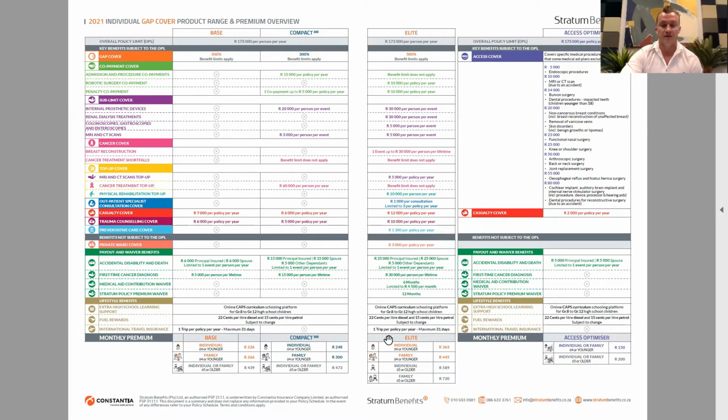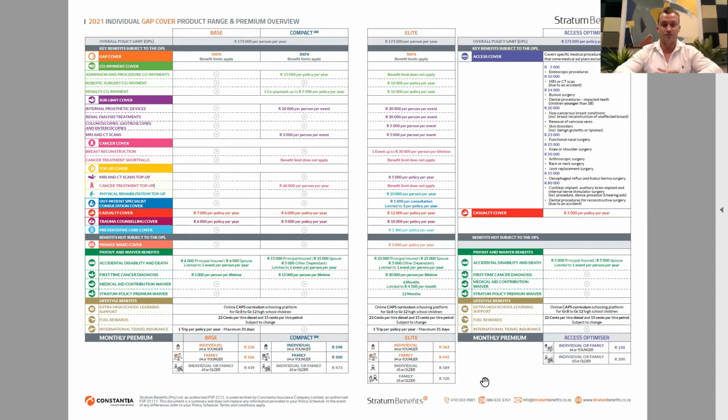For a family of 64 or younger, you're looking at 300 Rand, and then over 65, you're looking at 473 Rand. For elite, you're looking at 363 Rand for an individual, 445 Rand for a family younger than 64. And then for individuals 65 or older, you get 589 Rand, and for a family, it will be 720 Rand.